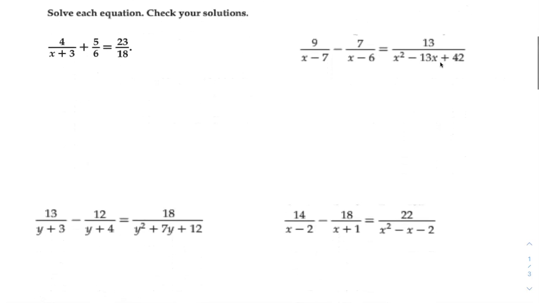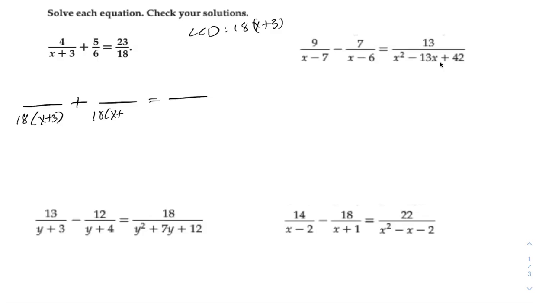So let's solve this one. I know what the LCD is, we just did it. It is 18 times x plus 3. I'm going to do it kind of like what we did before, and rewrite everything with the LCD. So 18 times x plus 3, 18 times x plus 3, and 18 times x plus 3. I have x plus 3 there. How do I get 18? I'm going to multiply both top and bottom by 18. That'll get me 72.